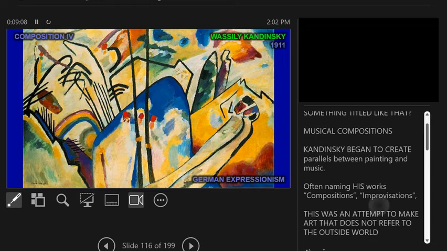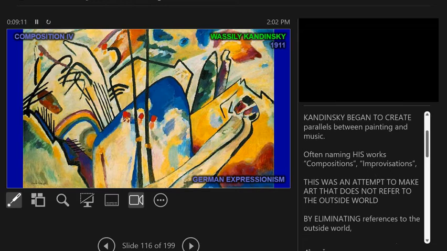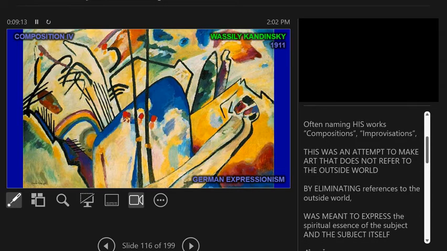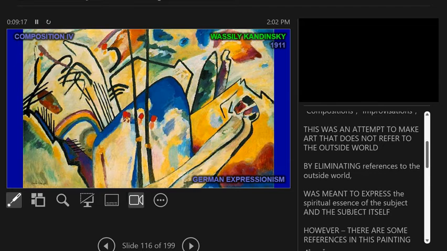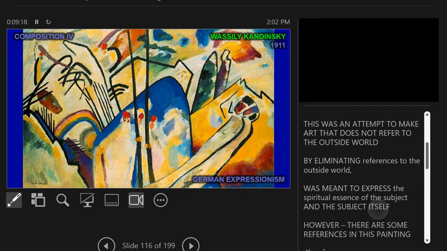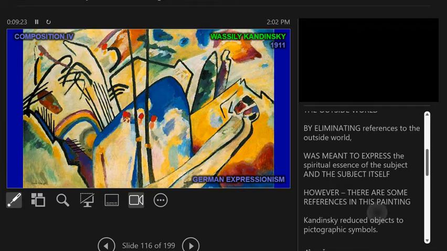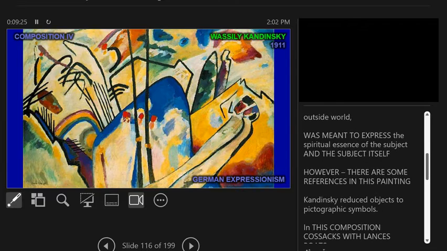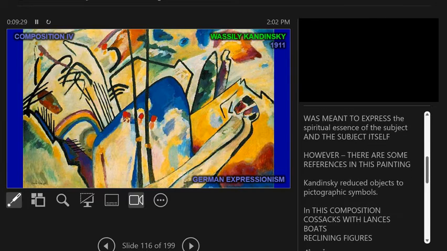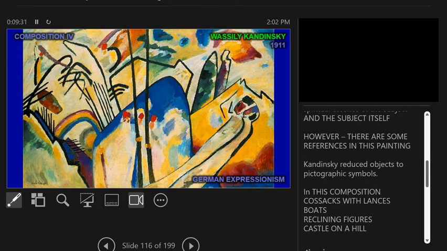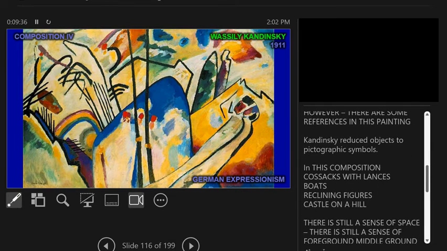So Kandinsky is beginning to create parallels between painting and music. He often named his artworks compositions or improvisations. And this was an attempt to make art that does not refer to the outside world. By eliminating references to the outside world, this was meant to express the spiritual essence of the subject instead of the subject itself. However, there are some references in this painting that I just went over.